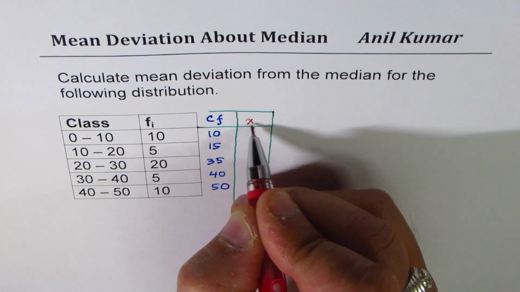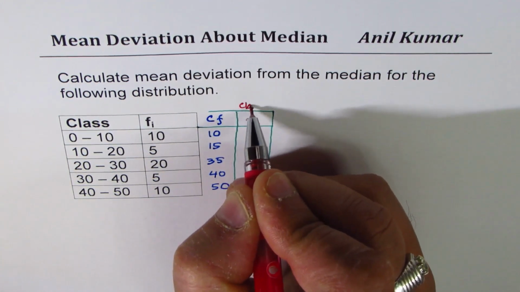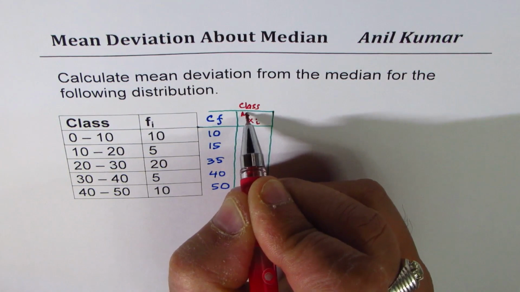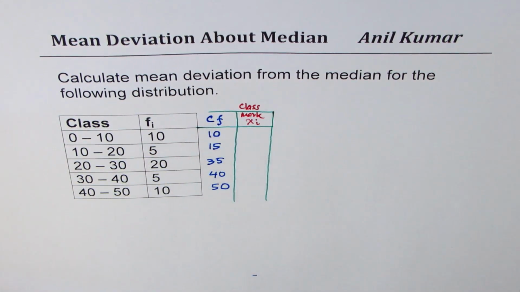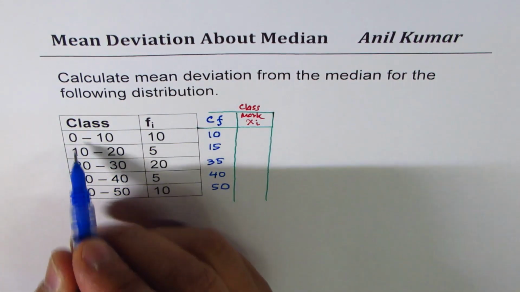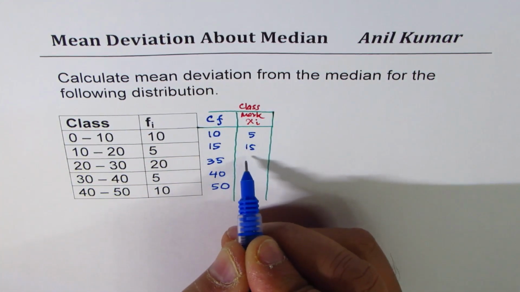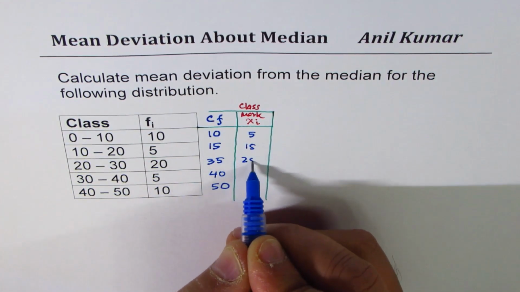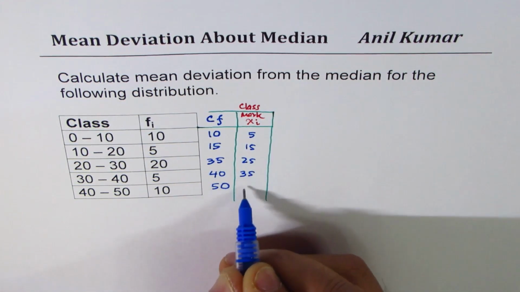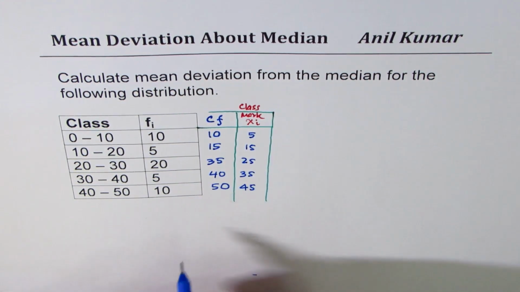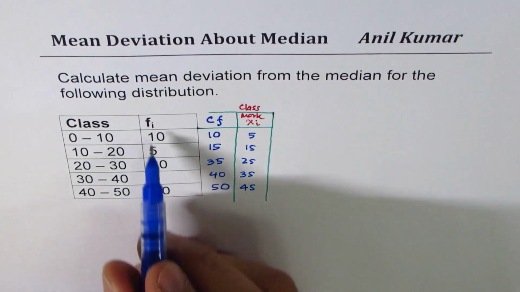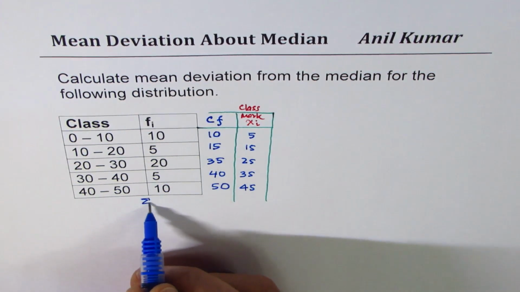So xi's, which is class mark. So the center values will be 5, 15, so they all go up by 10, right? 25, 35, 45, correct? So clearly, total here is 50.